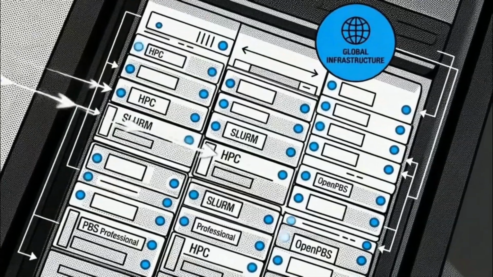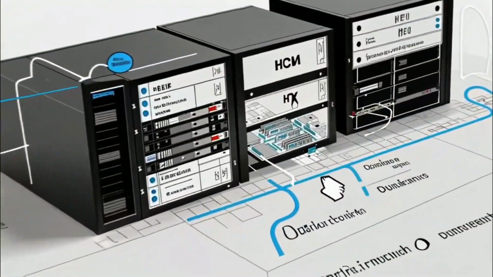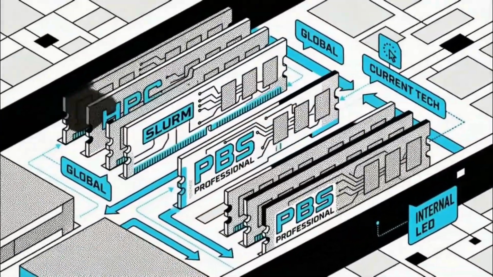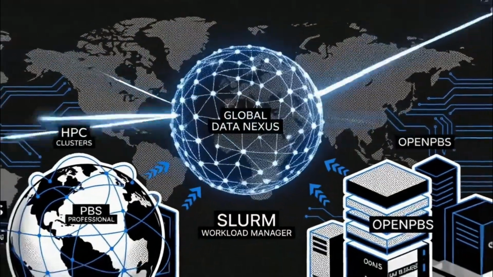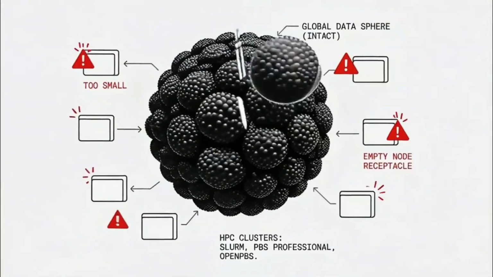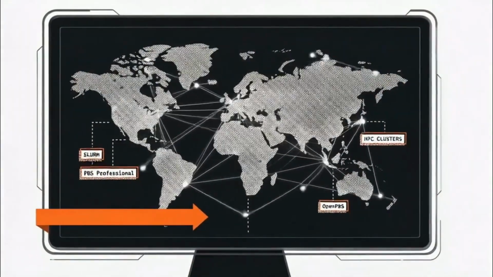High memory nodes, sometimes called fat nodes, contain significantly more RAM than standard compute nodes, sometimes 8 terabytes or more. These are designed for workloads with very large in-memory datasets that cannot practically be distributed across multiple nodes, such as large-scale graph analytics or whole genome assembly.